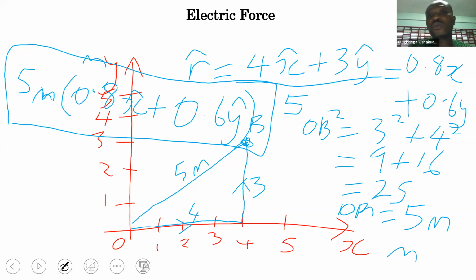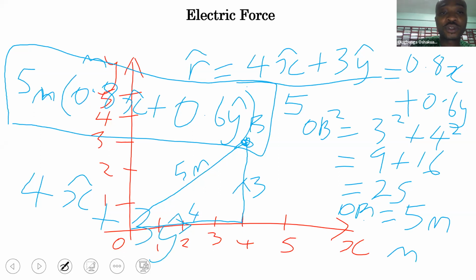So if you decide to expand this equation, 5 times 0.8x, that should be 4x, right? 5 times 8, 40, 4. Yes, 4x caret, plus 5 times 0.6, also 3y caret. So if you do that, just like where we started from, you still have a magnitude of 5.